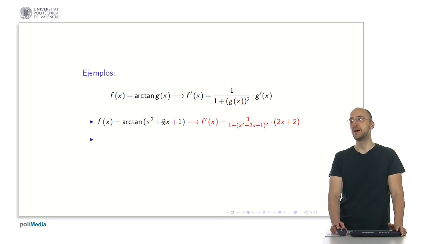What is the derivative of x squared plus 2x plus 1? It's very simple. The derivative of x squared is 2x, the derivative of 2x is 2, and the derivative of a constant which adds up is just 0. Let's put together more things.